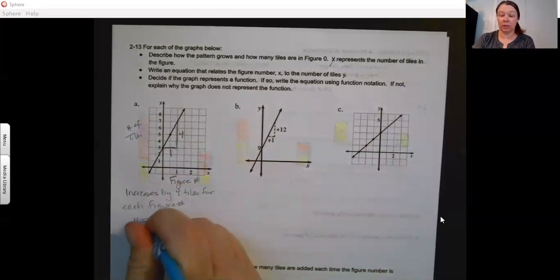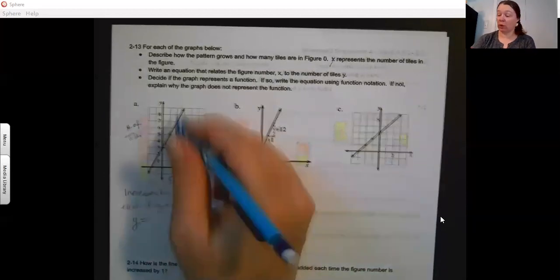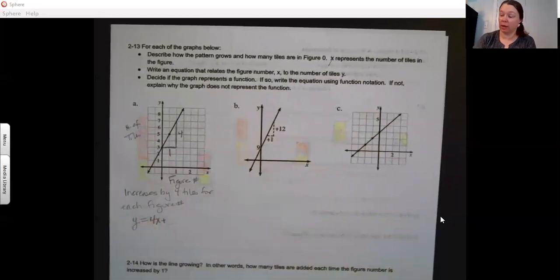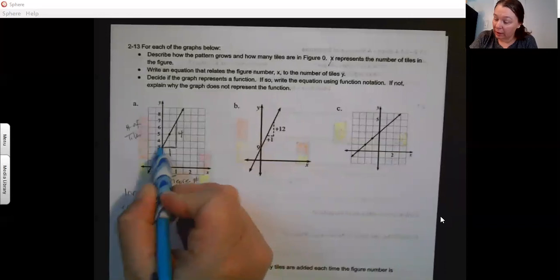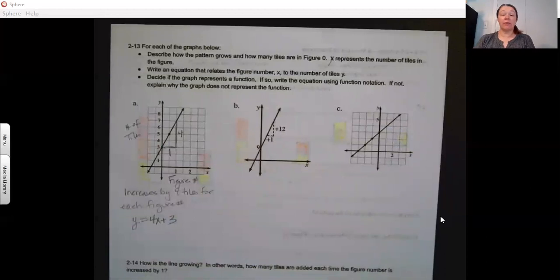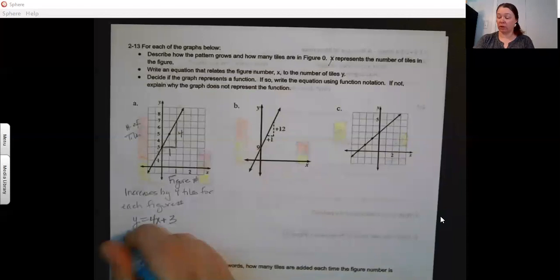Okay, now when I go to write my equation, just like the last one we did, it's going to be y equals, now however much I'm growing by, so I'm growing by 4, it's 4x plus how many tiles did I start with? So let's look at figure 0, I had 3 tiles, so plus 3. So now it's asking, is this a function? We talked about this in chapter 1. Is this a function? So that means for every figure number, is there exactly one possible number of tiles? If there's only one possible number of tiles, then it's a function. If there's more than one possible number of tiles, then it's not a function. Well, that doesn't make sense for there to be more than one number of tiles for each figure number. So this is a function.